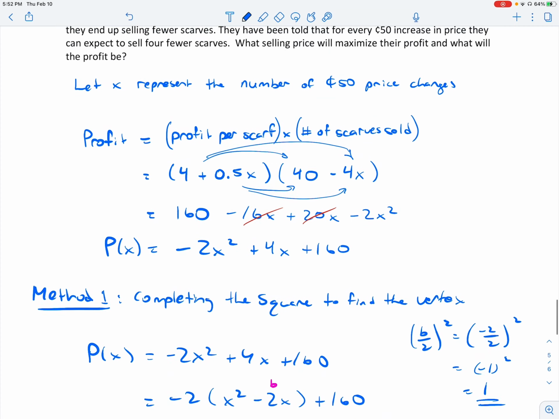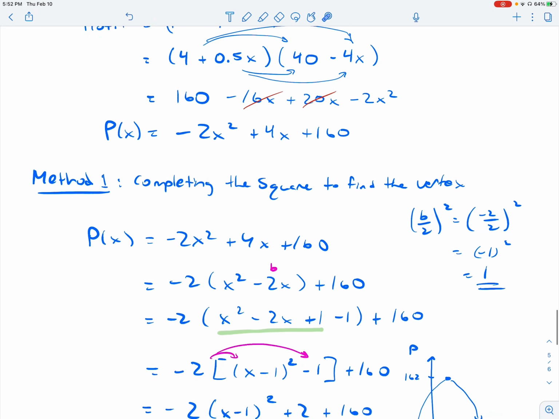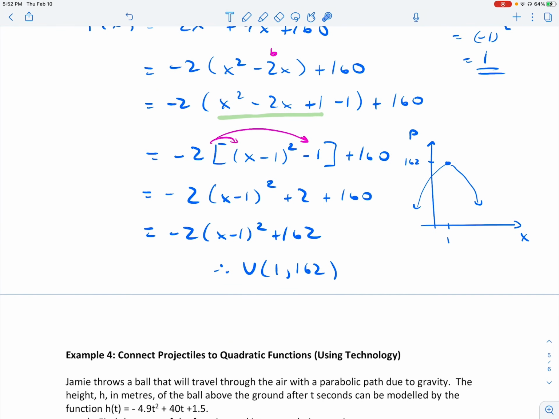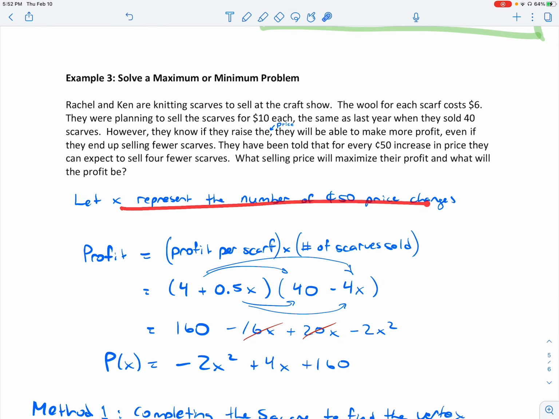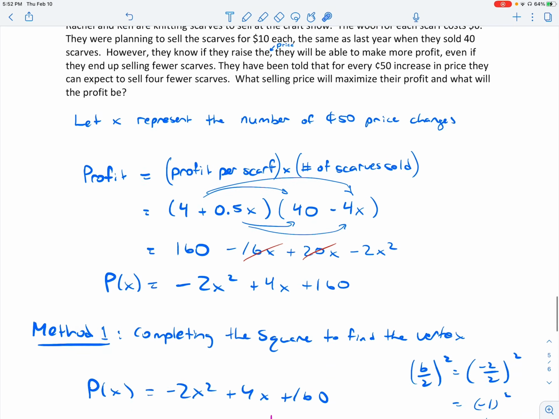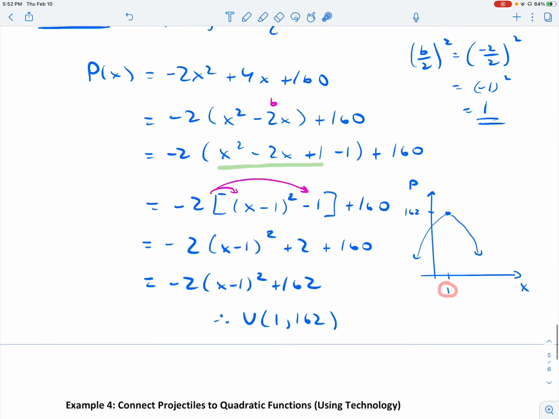So to answer our question, what selling price will maximize their profit and what will the profit be? So we can tell that from this maximum point that x needs to be 1. Okay, remember that x is the number of 50-cent price changes. So according to the graph, we should only have one 50-cent price change. So let's put our answer in here off to the side.